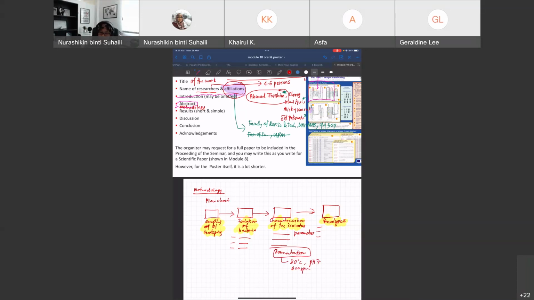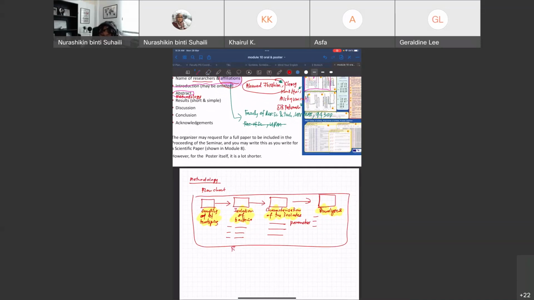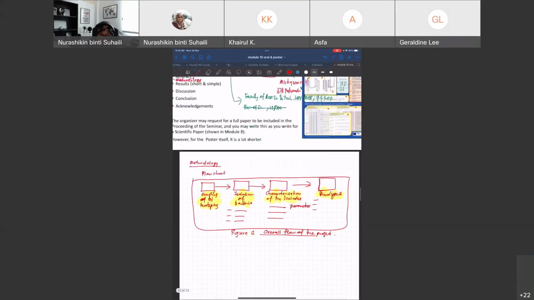That's how you display or describe the methods, and all of this is actually considered a figure. So you have to label your figure. Let's say this one is figure 1, the overall flow of the project, something like that. So you have to put it into a figure. Okay, so after methodology is results.